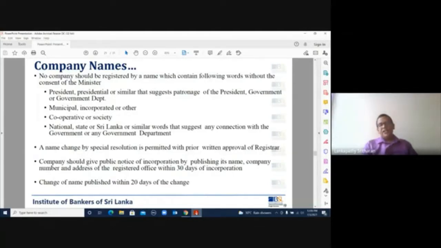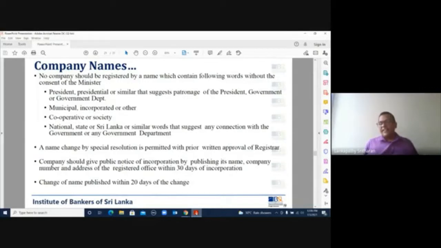The company should be given public notice of incorporation by publishing its name, company number and address of the registered office within 30 days of the incorporation. This is, of course, in the newspaper; you can see these advertisements generally. And a change of the name must be published within 20 days of the change.